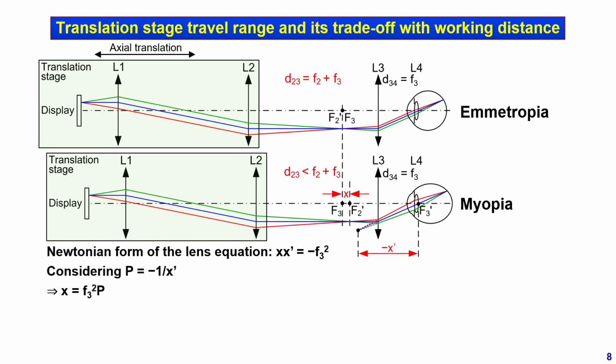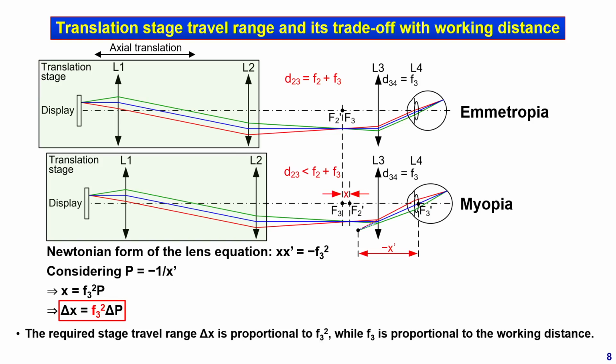To correct for a range of refractive errors delta p, we need to translate the stage by delta x. We see that the required stage travel range is proportional to f3 squared, while f3 is proportional to the working distance. Therefore, a large working distance requires a long stage travel range, which increases cost and system size. To correct for 20 diopters range of refractive error, we need a stage travel range of 4 inches for a Badal lens of 14 diopters.